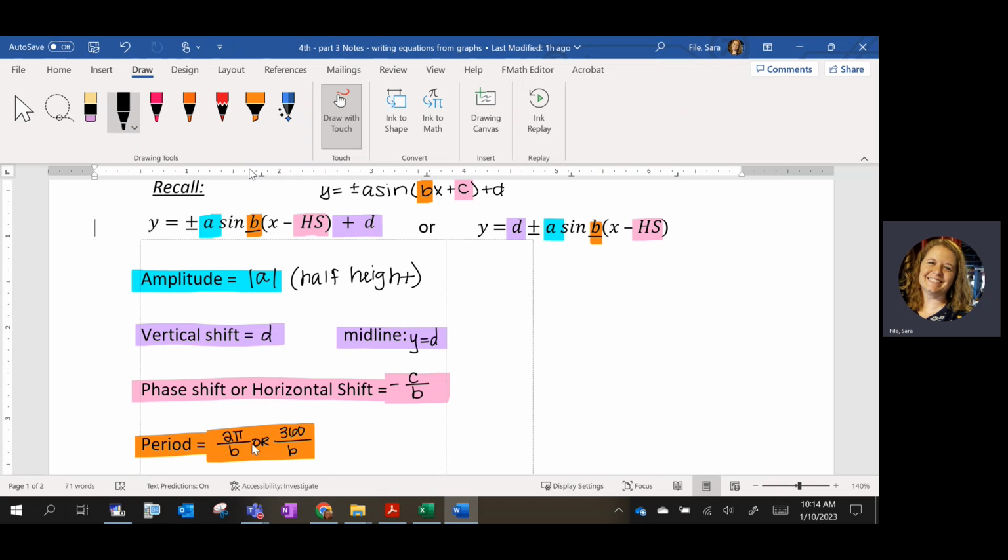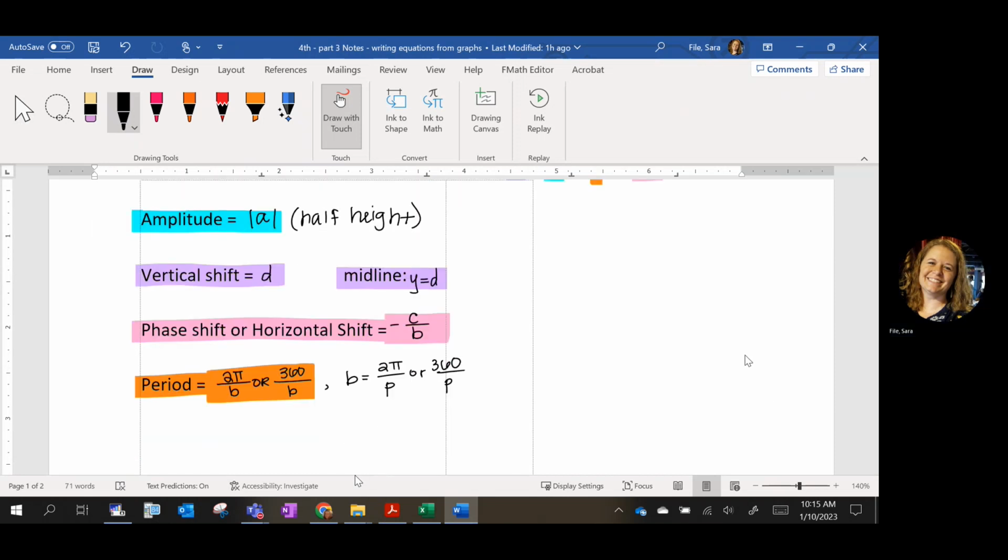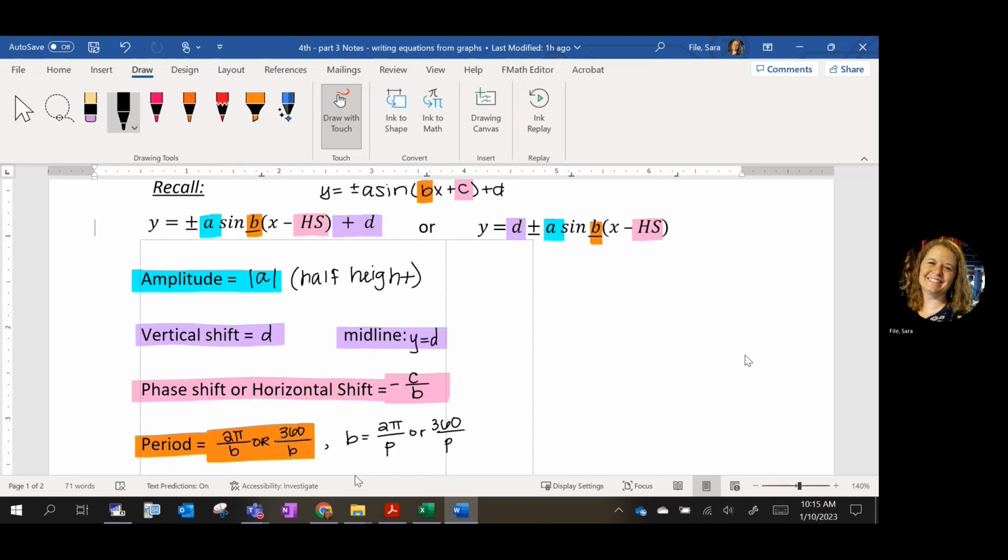So if I wanted to solve this for b, instead of having it solved for the period, they would just switch spots. b would be 2 pi divided by the period, or 360 if we're in degrees, divided by the period. And that would give me b. So it depends which direction you're working, which format you will need. Everybody good on that little recap?